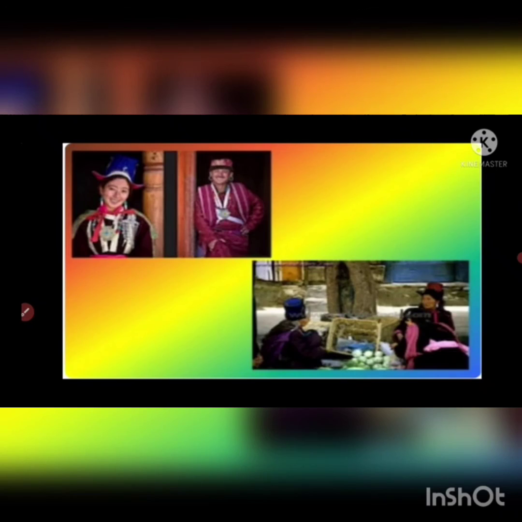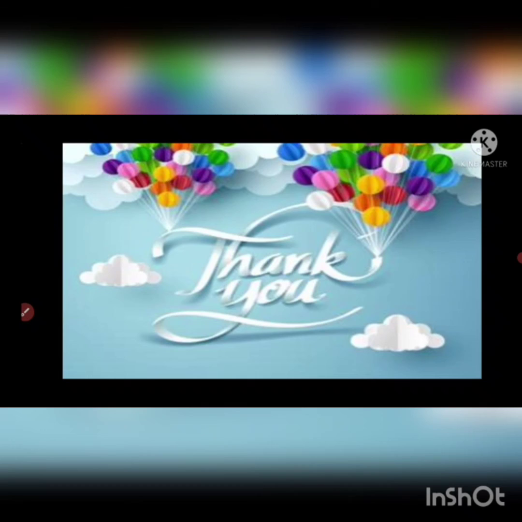You can see the costume of the people. You can see in the diagram how the people wear the costume in Ladakh. Thank you very much. This is all about the chapter Life in the Desert.